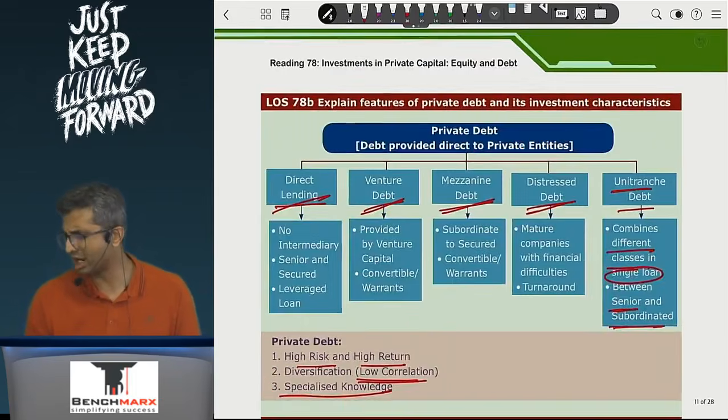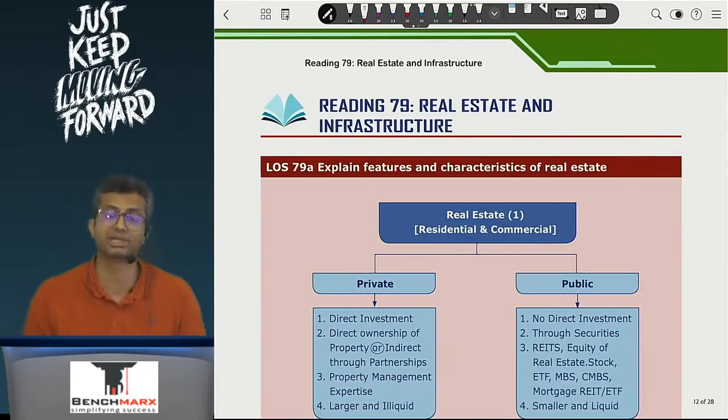So this is regarding the third reading, 78, regarding private capital. Next you go to other alternative investment classes.